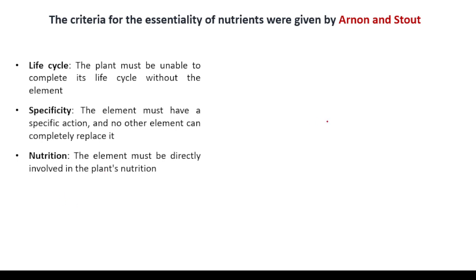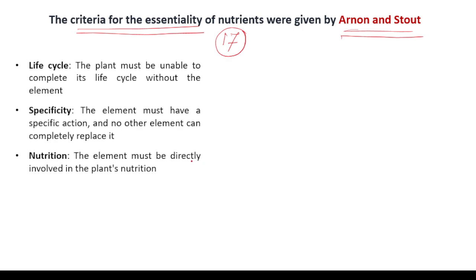That is given by Arnold and Stout. Okay, by Arnold and Stout. What did they give? They gave the criteria of essentiality. Okay, this criteria of essentiality. They said that out of these elements, 17 elements are essential. Okay, out of this how many elements are essential? 17 elements are essential. Clear?